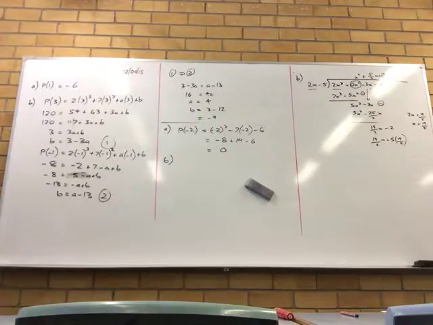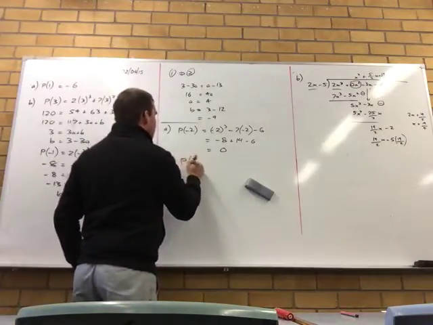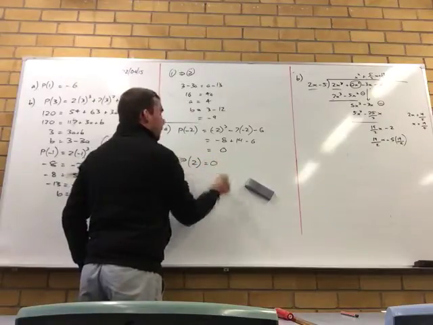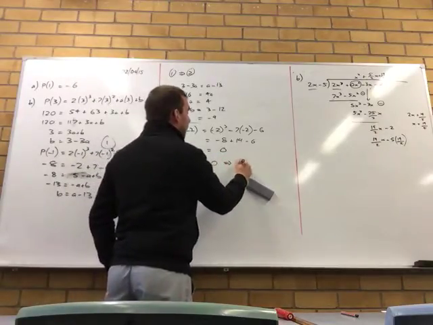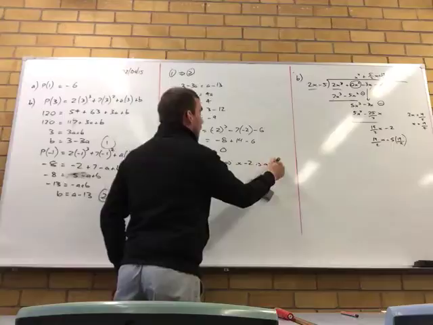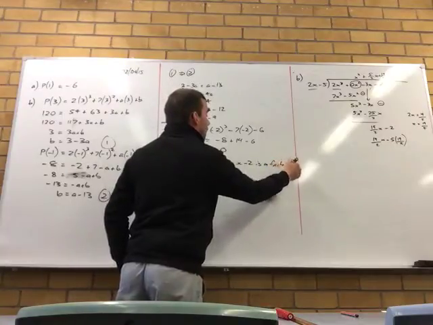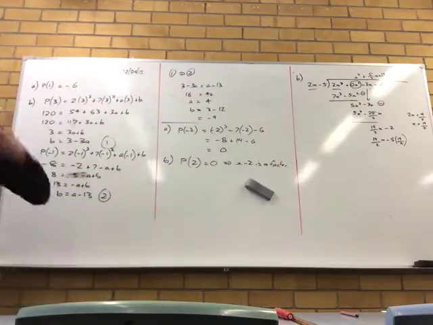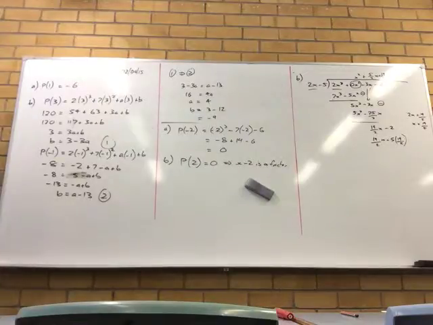Yahtzee. What is it? 2. There we go. Alright, let's stop there for a moment. So we've established that P of 2 equals 0, which implies that x take away 2 is a factor. Alright, you have one of two things you can do. You can do long division, but what else could I do?